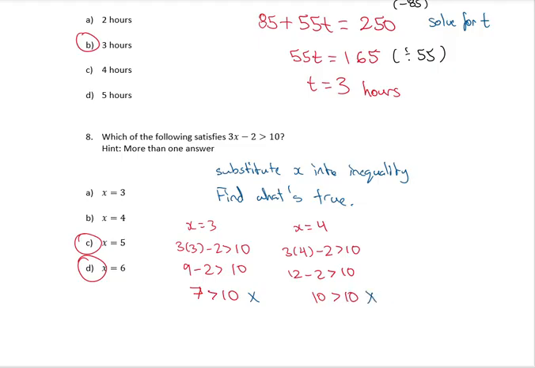Now, the reason why B is wrong is because what you're trying to look for is a value that's greater than 10. You're not trying to find a value that is 10, that is greater than or equal to. You're finding a value that's just greater. So x equals 4, completely wrong. So x equals 5 and x equals 6 will be correct, okay?